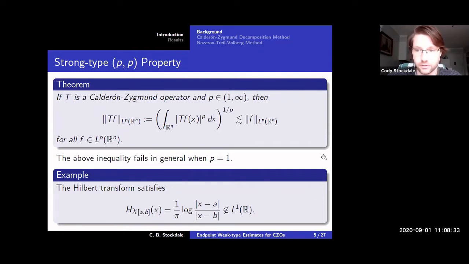So it can't be bounded from L1 to itself. So this really should be a parenthesis and not a bracket. Now the question is, what can we say at this endpoint? Is there some other replacement property?